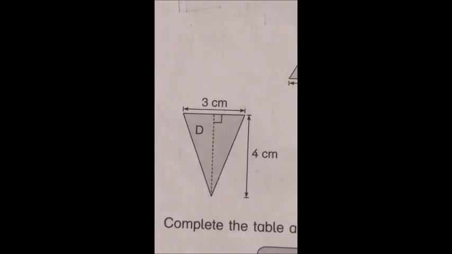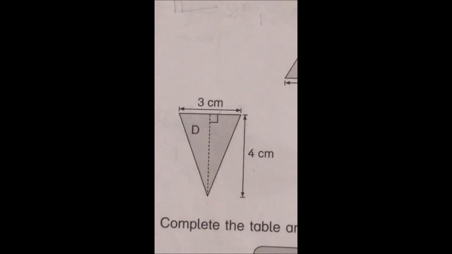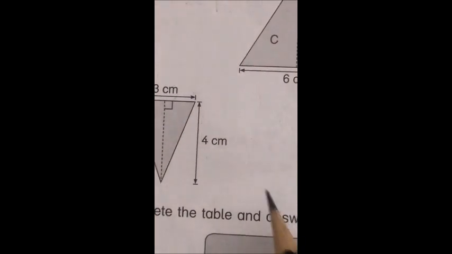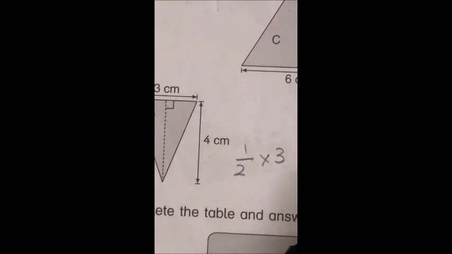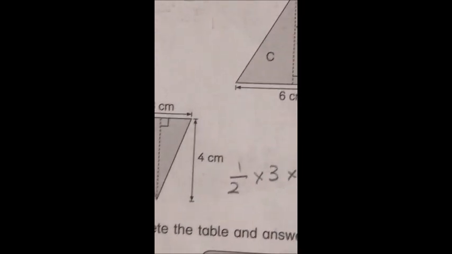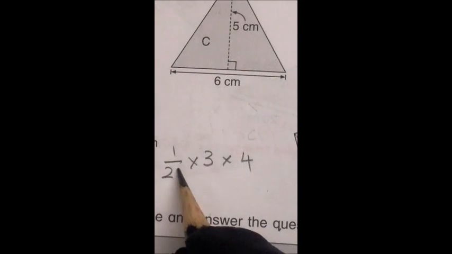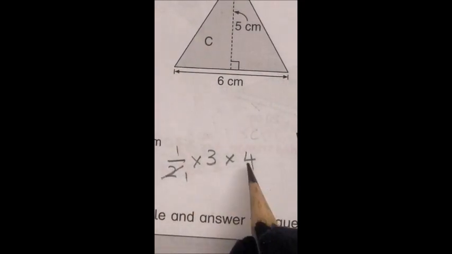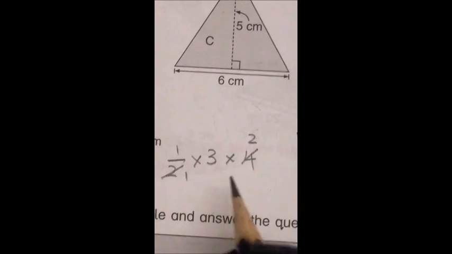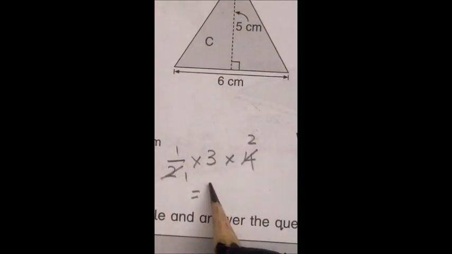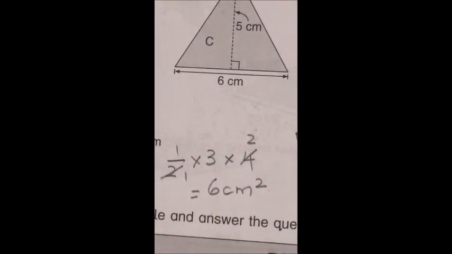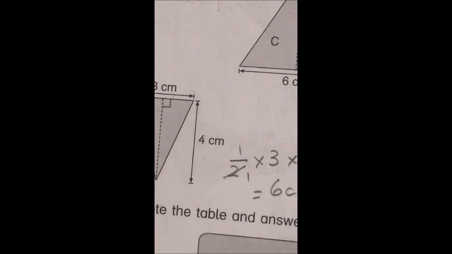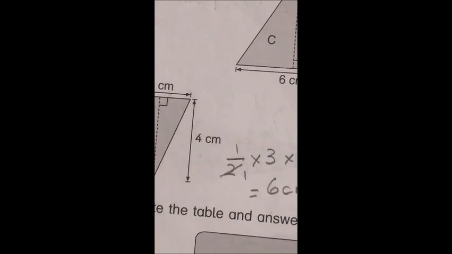So how do you calculate your answer here? It's simple again. Apply the formula. Half. What is the base? 3. And what is your height? 4. Just simplify. 2 times 1, 2. 2 times 2, 4. 3 times 2 is giving us 6 centimeters square. So this is how we find out the area of this triangle.